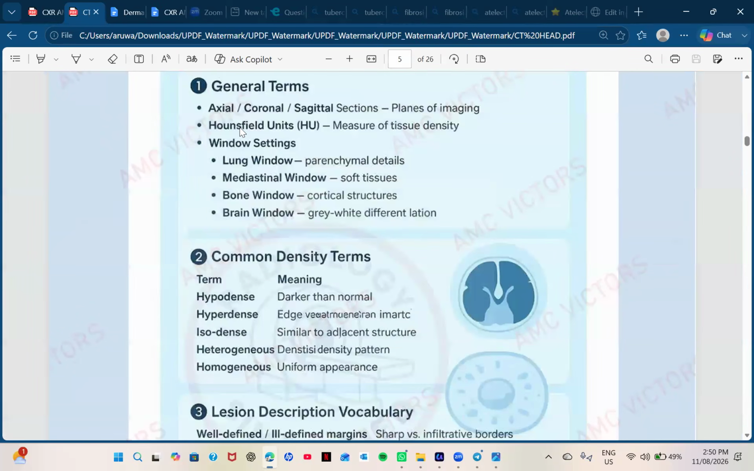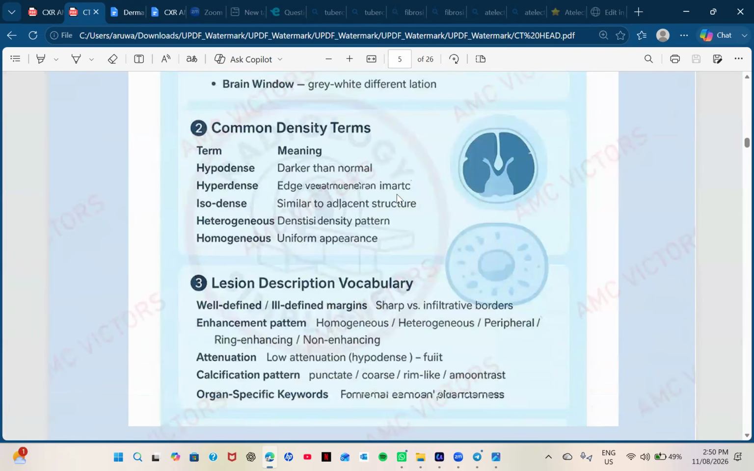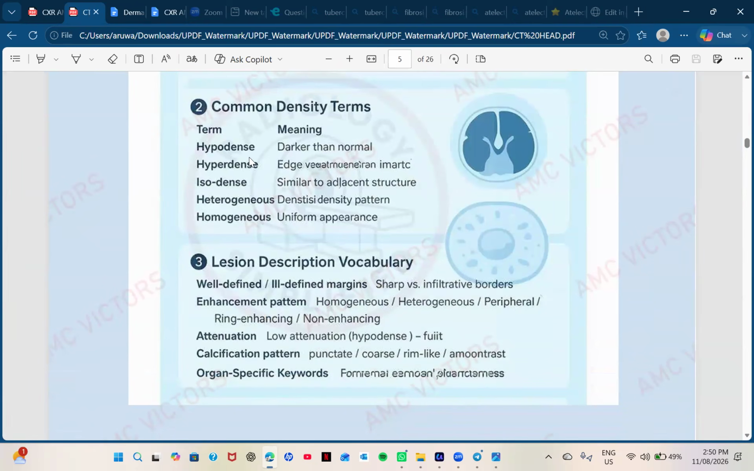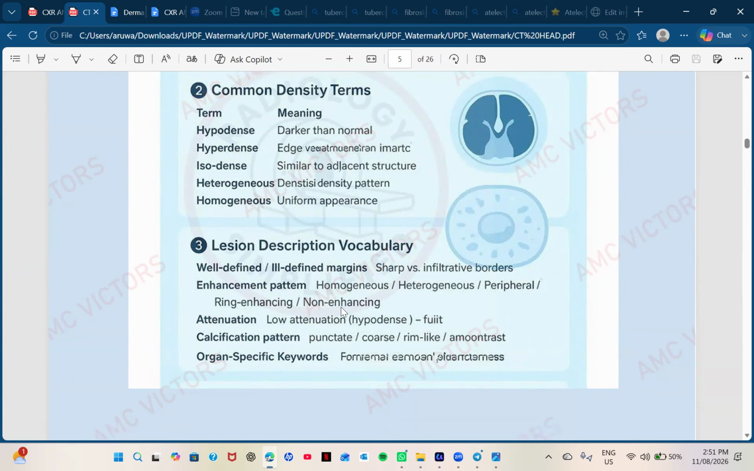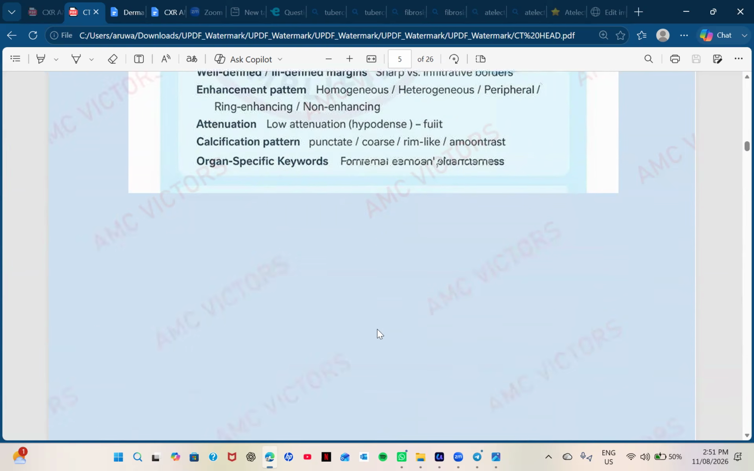Here also we have axial, coronal, and sagittal sections, but mainly they are giving axial cases. Hyperdense means brighter than normal. I can't read what they have mentioned here, but anyway, no need to read this one. That is not very important. I got this image from Google.